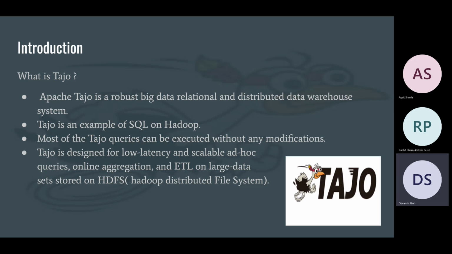Tajo is designed for low latency and scalable ad hoc queries. It also has ETL capabilities on large data sets stored on HDFS, also known as Hadoop Distributed File System, which is a file system developed within the Hadoop framework.